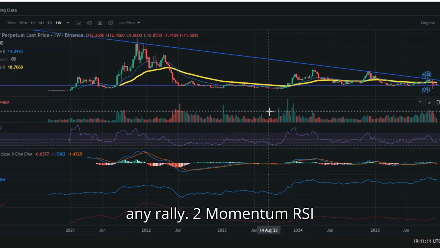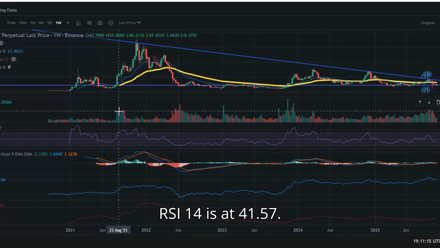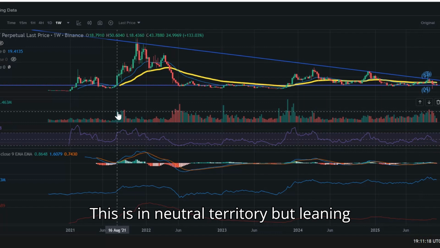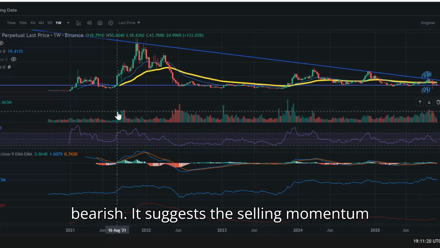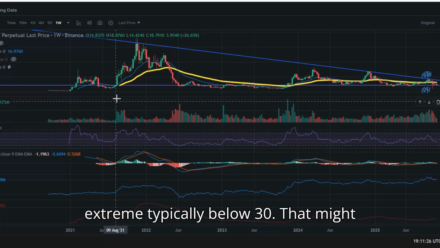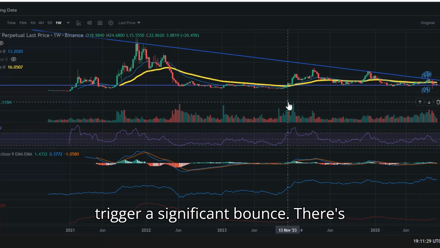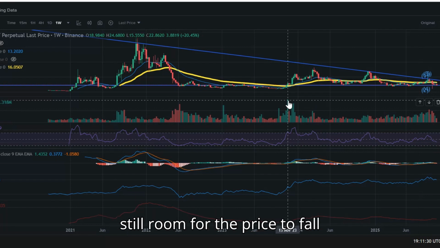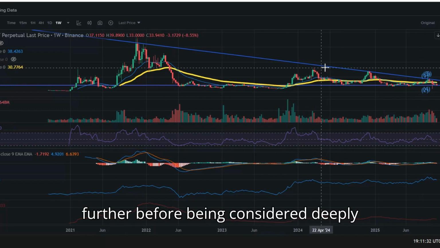2. Momentum, RSI. RSI 14 is at 41.57. This is in neutral territory but leaning bearish. It suggests the selling momentum is strong but hasn't reached an oversold extreme, typically below 30, that might trigger a significant bounce. There's still room for the price to fall further before being considered deeply oversold.